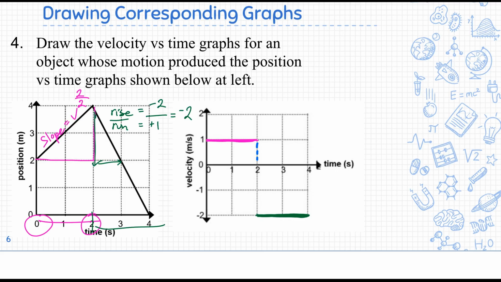Now, I like doing a dotted line. If you want to do a solid line, I don't care. I don't like leaving that gap though, because this shows me, okay, all of a sudden it goes from a positive velocity of 1 to a negative velocity of 2, and I have that dotted line to connect them.